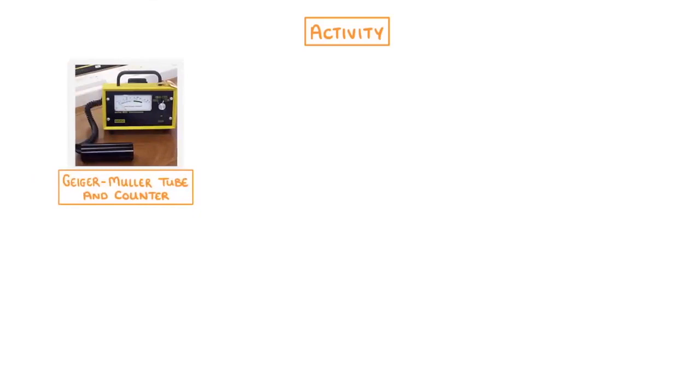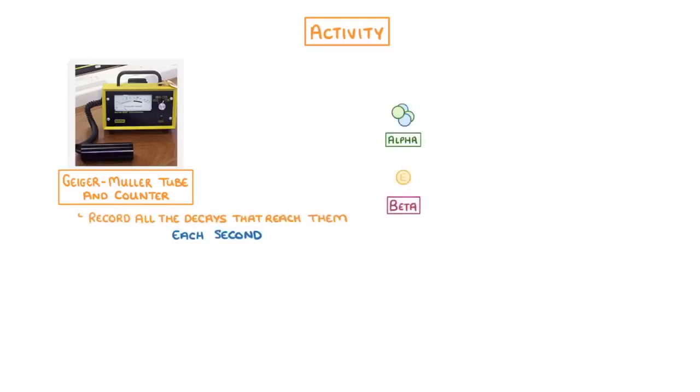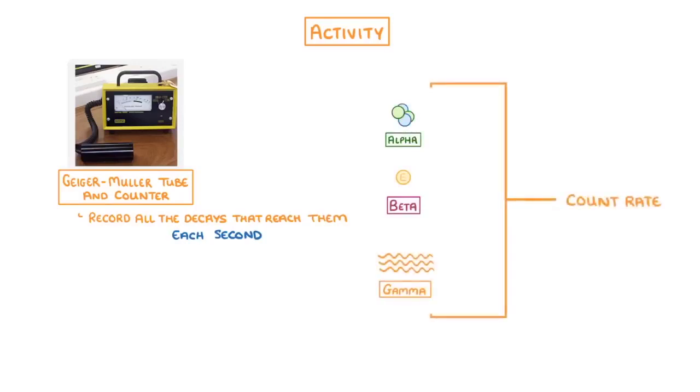Now, so far, we've just assumed that we'd know what the activity is. In real life though, we'd have to find the activity using a device called a Geiger-Müller tube and counter. These things record all the decays that reach them each second. So all of those alpha and beta particles and gamma rays, which it then records as the count rate, and it's this count rate that we use to estimate the activity.